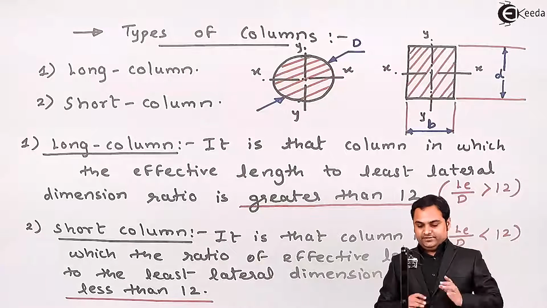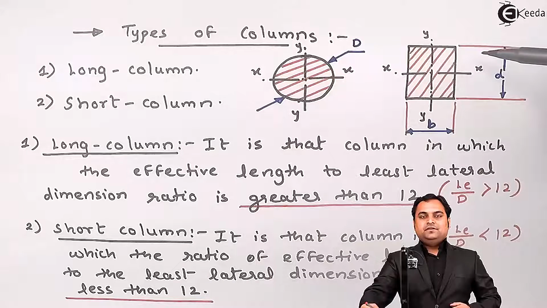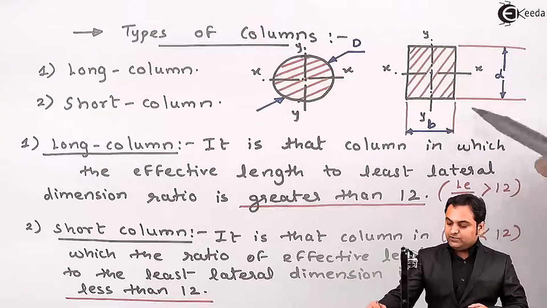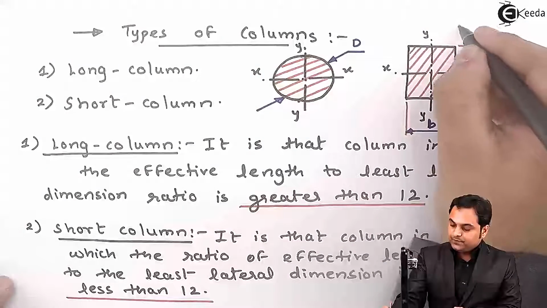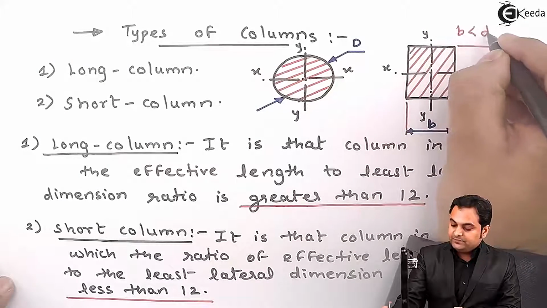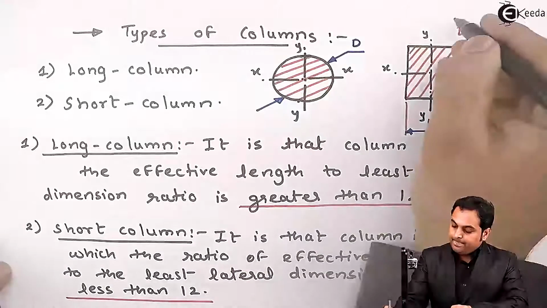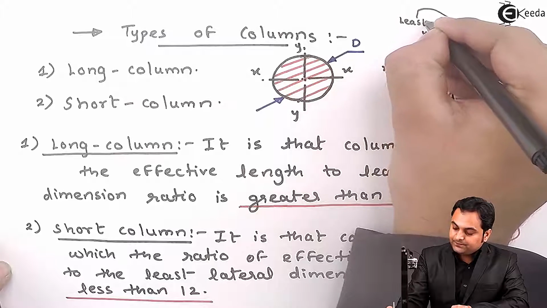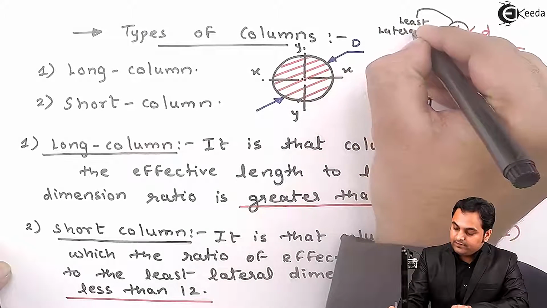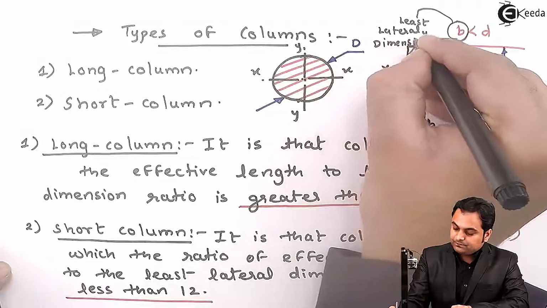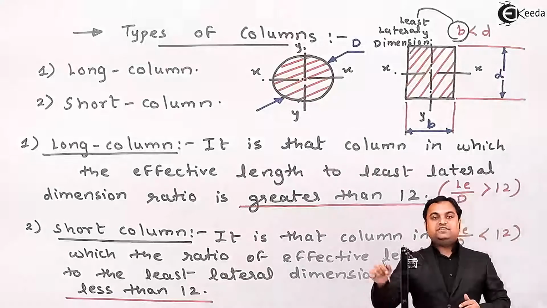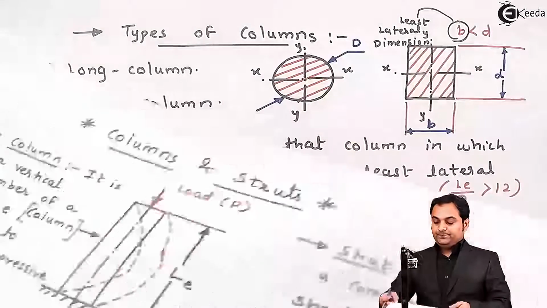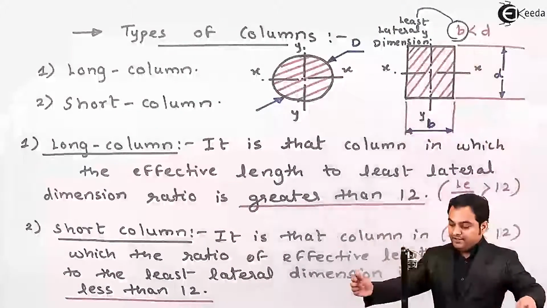Next, in a similar manner, if I have a rectangle section, I have to select the least lateral dimension. Looking at B and D, that is width and depth, I can say that width B is less than the depth D. So width will become the least lateral dimension for me. So if I want to know whether this rectangular column is long or short, I'll calculate the ratio of effective length by B.